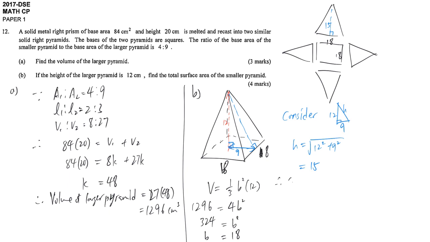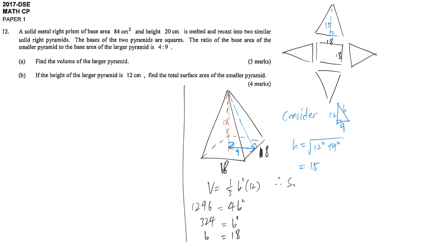Therefore, S2 is equal to a square, 18 square, and then plus we have 4 triangles. Triangle formula: 1 over 2 base times height. The base is 18 while the height is 15. That gives 864, which is the surface area of the larger pyramid, but it's not enough because we need to calculate the surface area of the smaller pyramid.